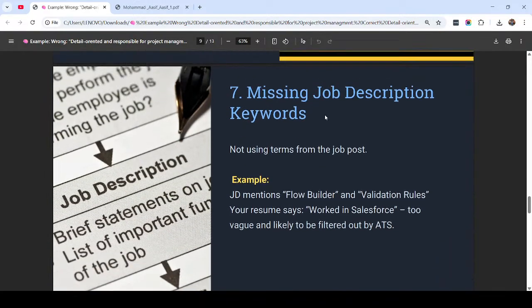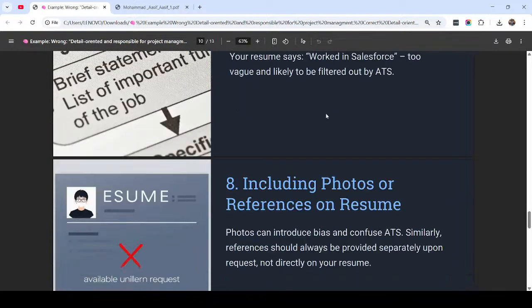Okay, next is missing job description keywords. I have already told you this. Make sure that whatever keywords are there in the JD, you try to mention them in your resume, because in an MNC your resume will automatically get disqualified if the ATS is screening it. The machine doesn't know anything, it will just look for the keywords. If they are not there, it is just going to remove it.